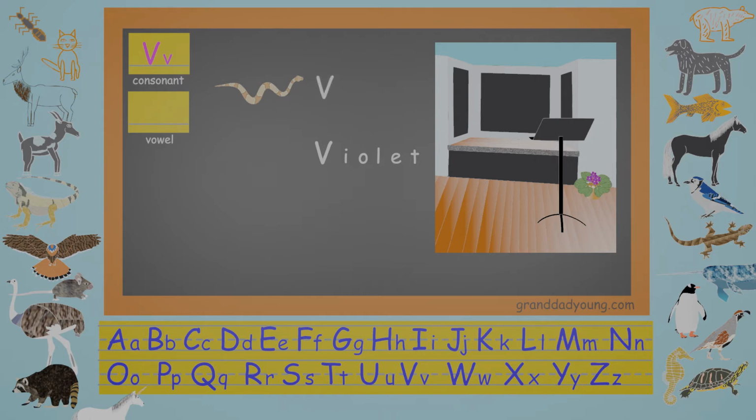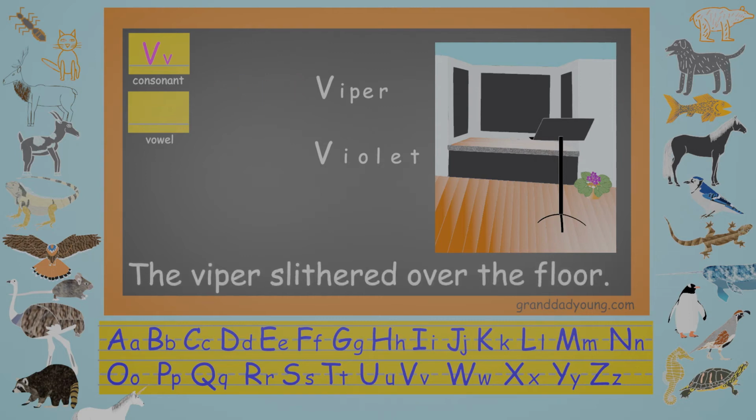Viper, V-I-P-E-R. Vipers are a class of snake that have poisonous fangs. You can tell a viper by its triangle-shaped head and the markings on its skin. The one shown is a copperhead. The viper slithered over the floor.